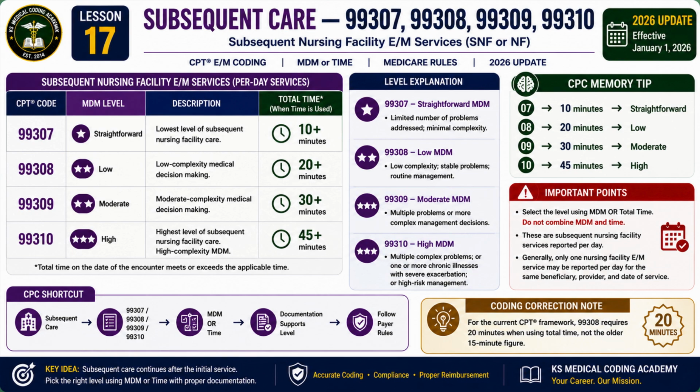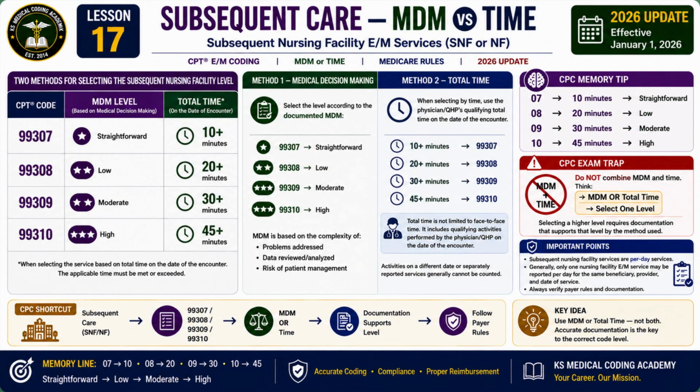Next, we'll examine MDM versus time for subsequent nursing facility care. Now let's look at MDM versus total time for subsequent nursing facility care. For subsequent services, the four codes are 99307 through 99310. When selecting by MDM, 99307 represents straightforward MDM. 99308 represents low MDM.